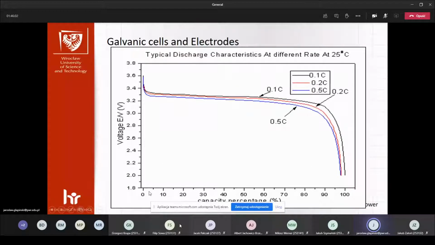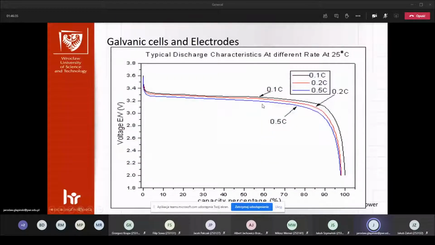From 95% of capacity down to 20%, we've got the flat characteristic. So we've got this 3.7, 3.6 volts here.